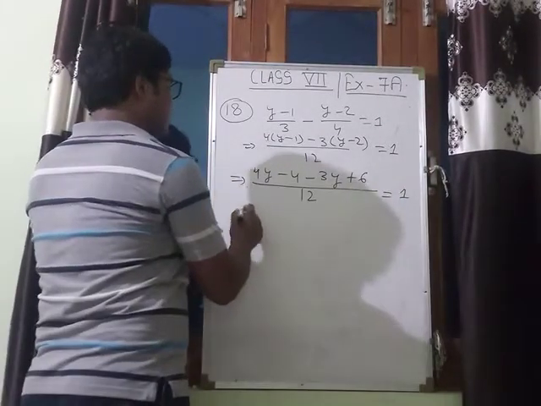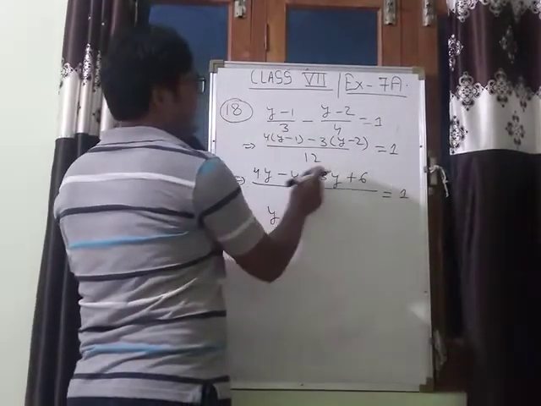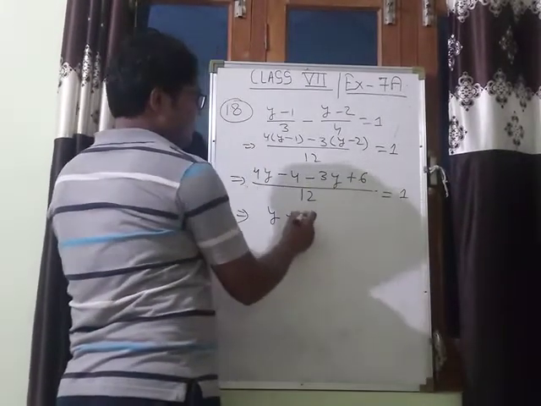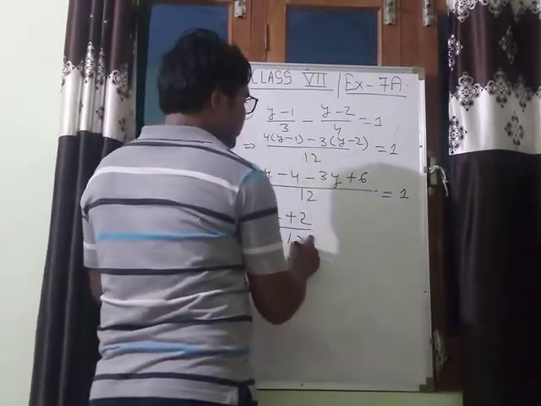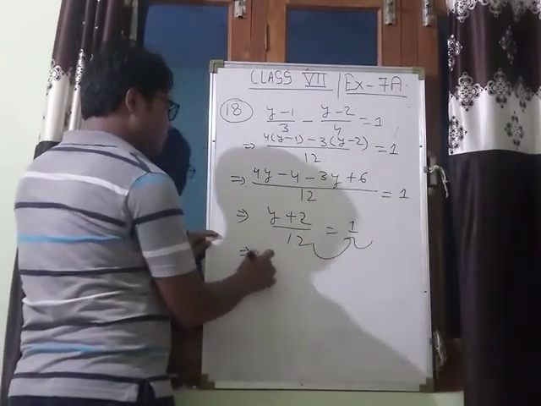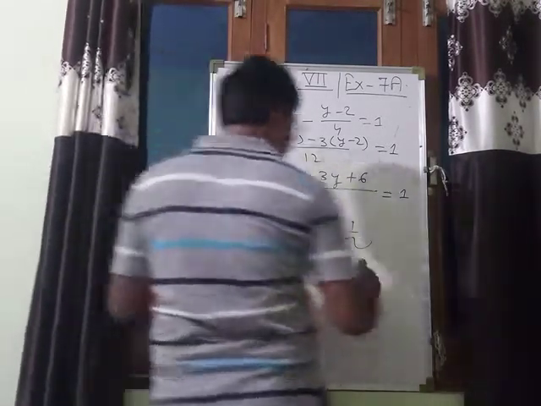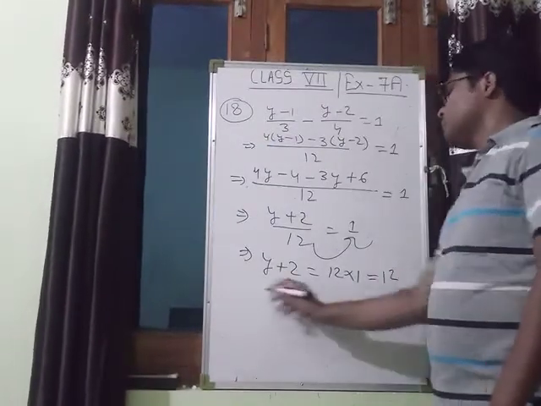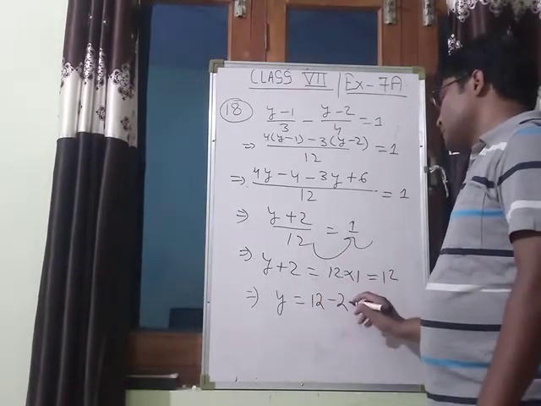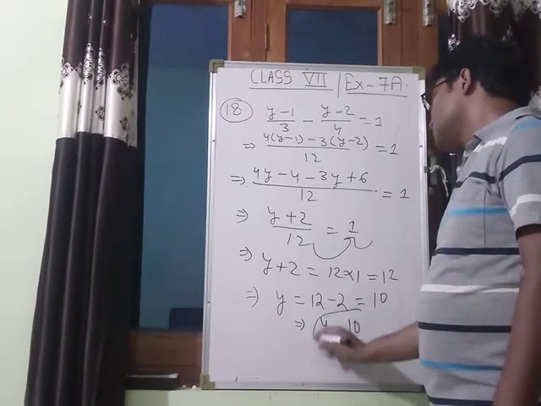Okay. Now this is 4y minus 3y. 4y minus 3y is y, and minus 4 and plus 6. Minus 4 plus 6 is plus 2. Plus 2 upon 12, that is equal to 1. Now transfer this 12 to this side. What we have? y plus 2 is equal to 12 into 1, that is 12. Then y is equal to 12 minus, transfer this 2 to the right side, minus 2. That is 10. Means y is equal to 10 is the solution.